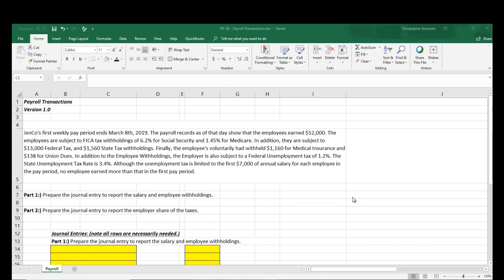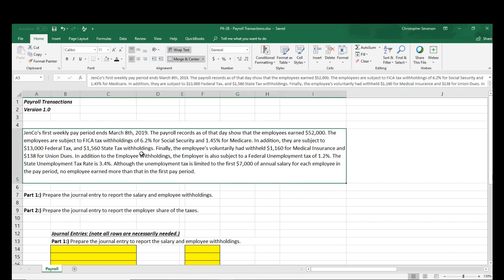In this exercise, we're taking a look at the various journal entries that are necessary for the payroll side of things for both the employee withholdings and the employer's share of the tax. So let's take a look at this situation. Genco's first weekly pay period ends March 8th, 2019. The payroll records as of that day show that the employees earned $52,000.